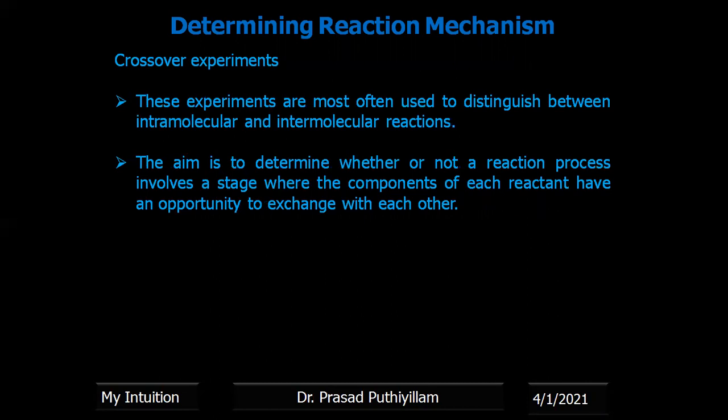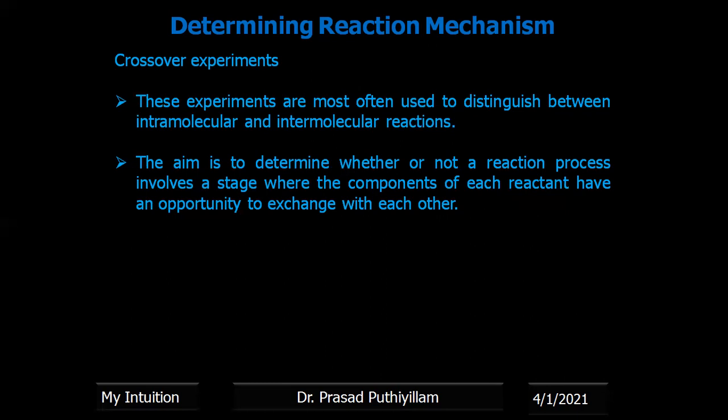So these experiments are most often used to distinguish between intramolecular and intermolecular reactions, and the aim is to determine whether or not a reaction process involves a stage where the components of each reactant have an opportunity to exchange with each other. For example, if a substrate or reactant is closely related to the benzene ring and its derivatives, the side chains, which we call the alkyl substitutions, may be changed slightly.